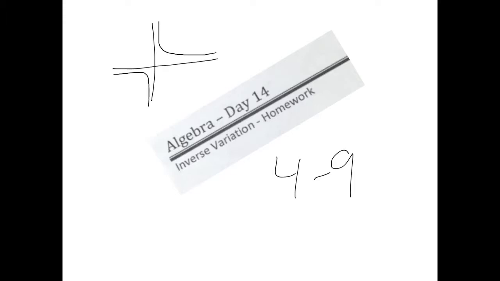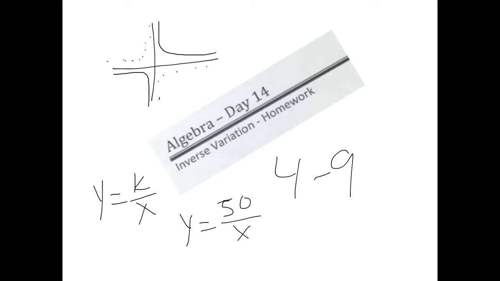What we learned about inverse variation is that the graph looks like this, and it happens in these two quadrants when it's positive. It could also happen in these two when it's negative. And it looks like this, y equals k over x. An example would be 50 over x. We talked about in class, this would be like 50 hours of work divided by x number of people. Let's get started into the problems.